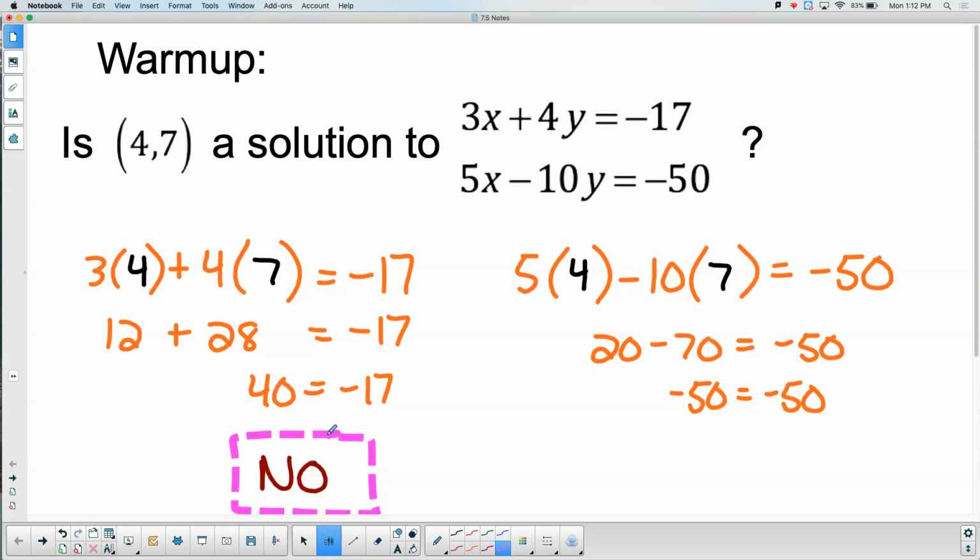Okay. Checking your answer, that's basically what a question like this is. It's checking your answer. You got an answer, you have to check it back in. That's all that this boils down to.